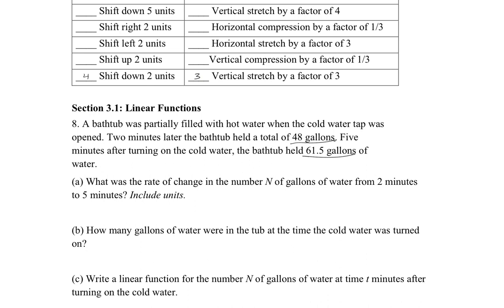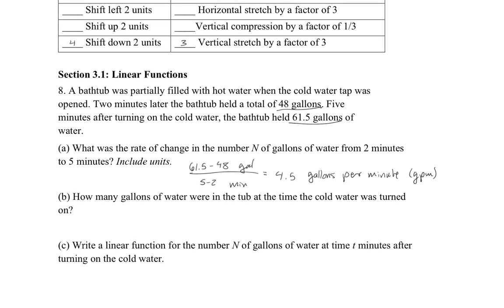Then we want to determine the rate of change in the number of gallons from 2 minutes to 5 minutes, including units. So what I'm going to do is just take the change in the number of gallons, 61.5 minus 48, over how much time had passed. So that's 5 minus 2 minutes. So that will give us a rate of 4.5, and that's going to be in units of gallons per minute, which can also be written as GPM.